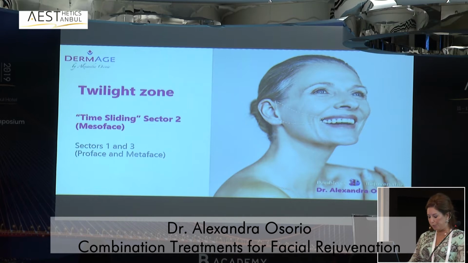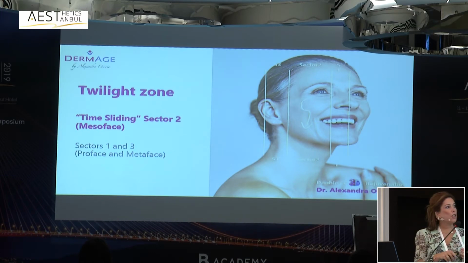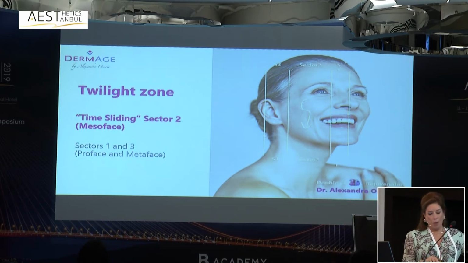I would like to speak about and explain better with the classification of Thierry Bessin. Thierry Bessin divided the face in 3 areas. The pro-face, sector 1, the mesoface, sector 2, and sector 3, the metaface. What they teach us is that in the pro-face, there is a time sliding sector. Why? Because in this area we have a poor structure of bones and ligaments that anchor our skin.